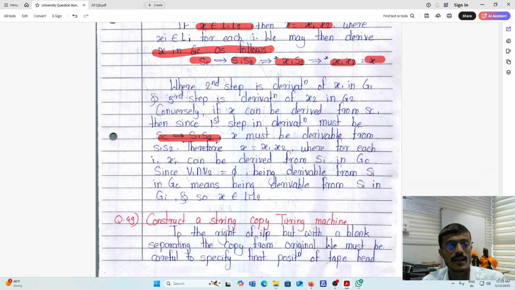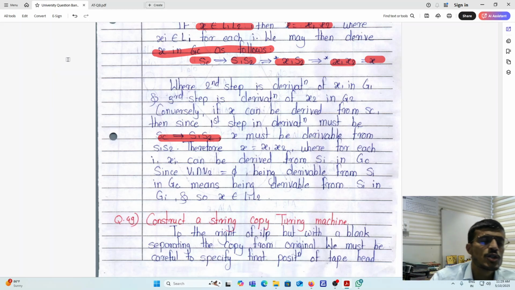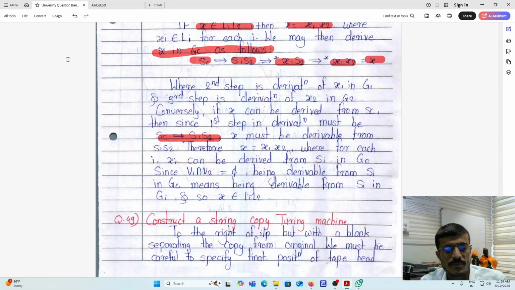Then next question, construct a string copy Turing machine. When the question is asked to construct the Turing machine, you have to write down the formal definition of Turing machine. Whatever the question related to the Turing machine, you have to write down the definition. So Turing machine is basically 5 tuples. There is also one MCQ in the examination paper, so keep in mind Turing machine is a 5 tuples.